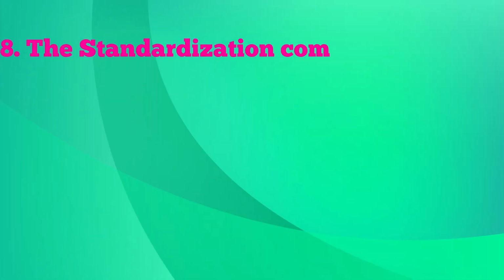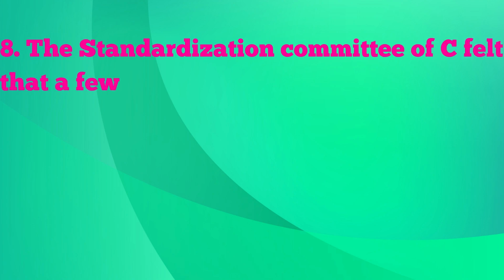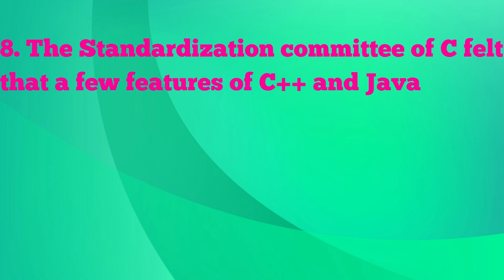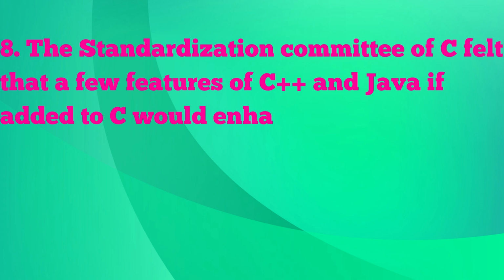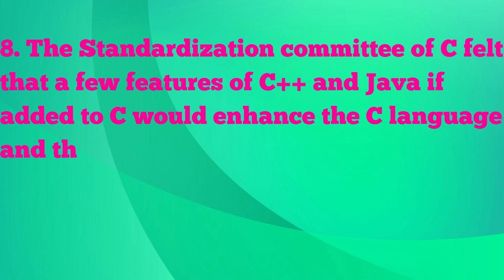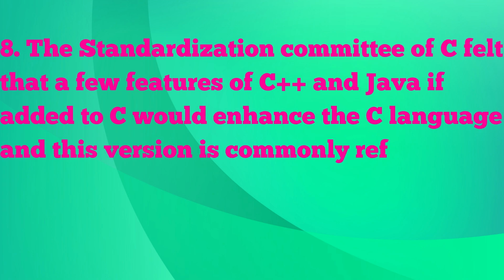8. The Standardization Committee of C felt that a few features of C++ and Java, if added to C, would enhance the C language, and this version is commonly referred to as C99.